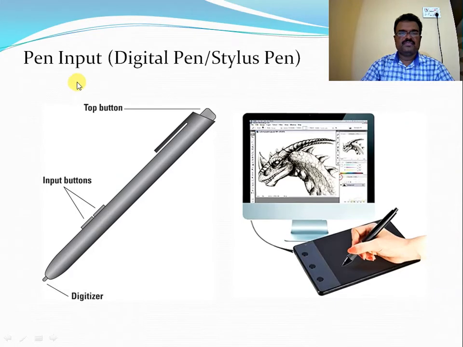Here we can see another input device. This is also called a digital pen or stylus pen. Here are the top button, input buttons and digitizer. This is the tip, so by using this tip we can draw anything on the screen.